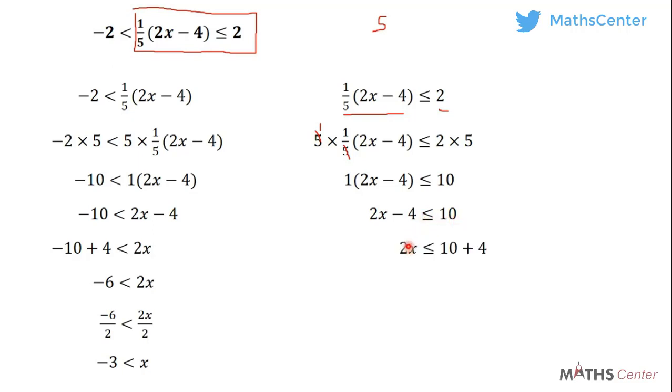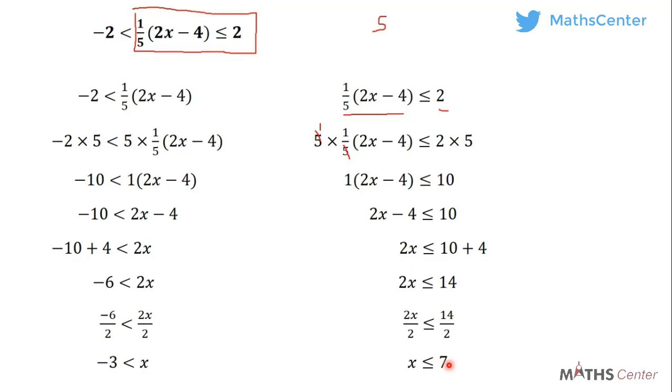So we have 2x is less than or equal to 10 plus 4. 2x is less than or equal to 14. So here we divide through by the number attached to x, which is 2. You divide through by 2, and you are going to have 2x divided by 2, then your less than or equal to sign, 14 divided by 2, and x is less than or equal to 7.